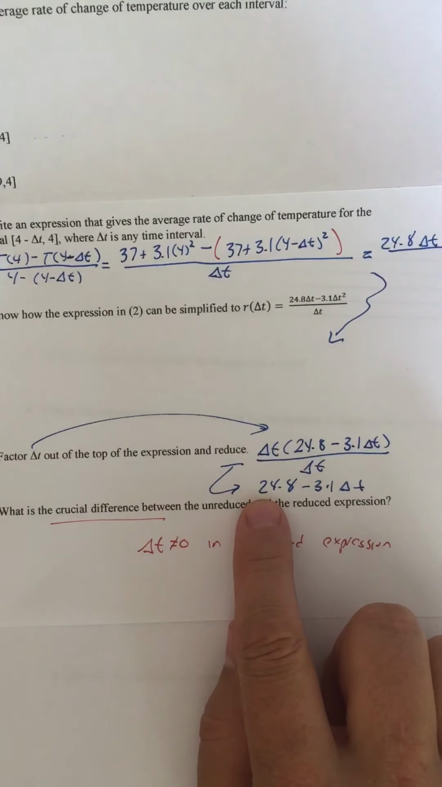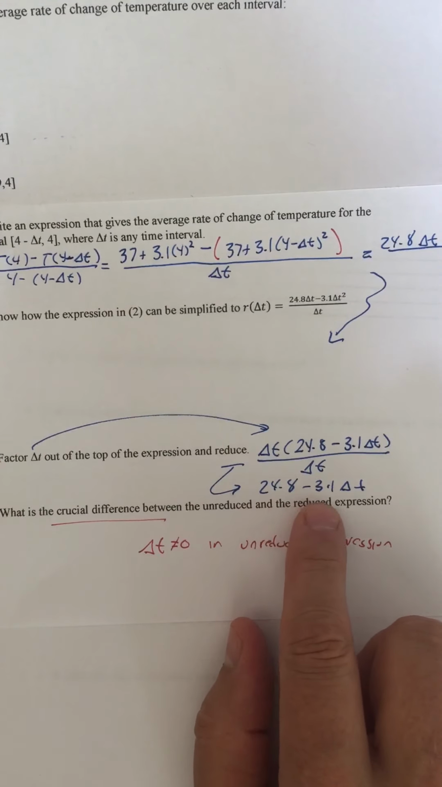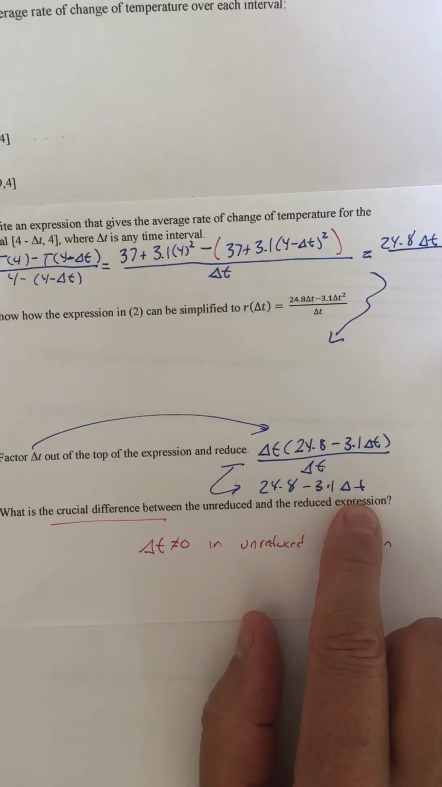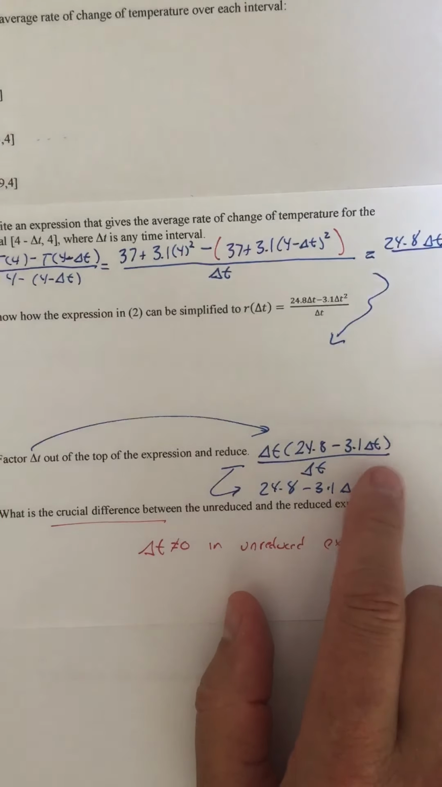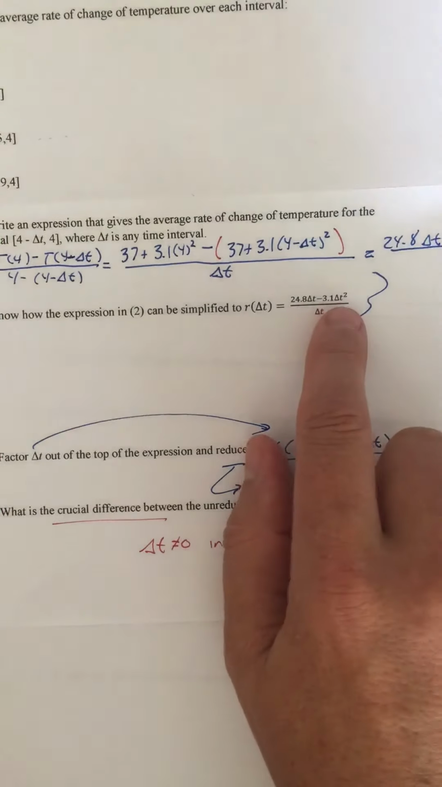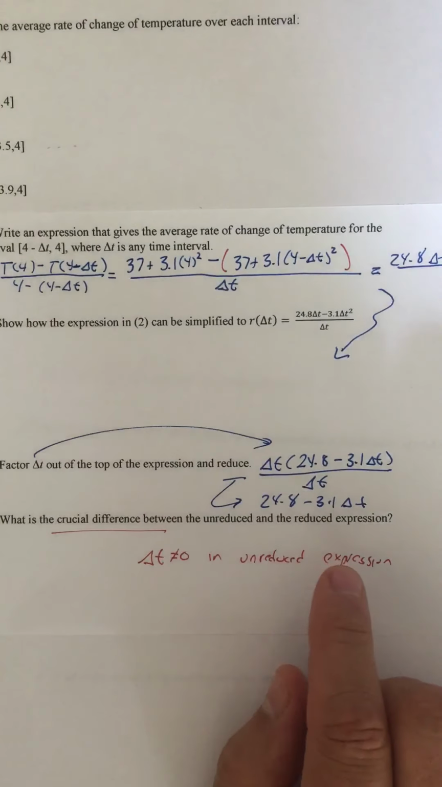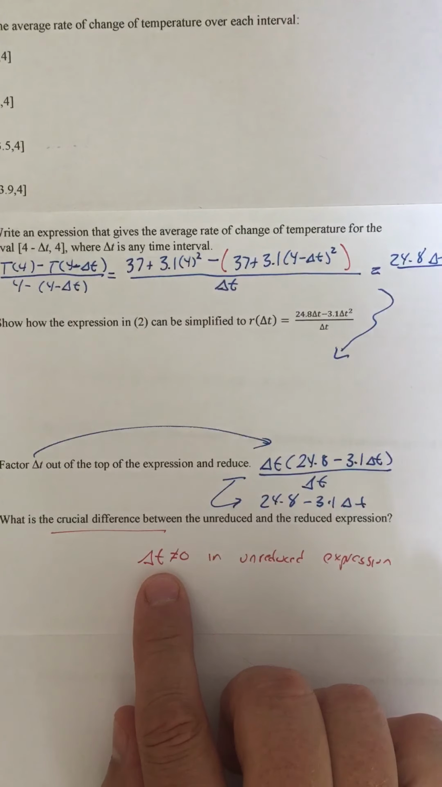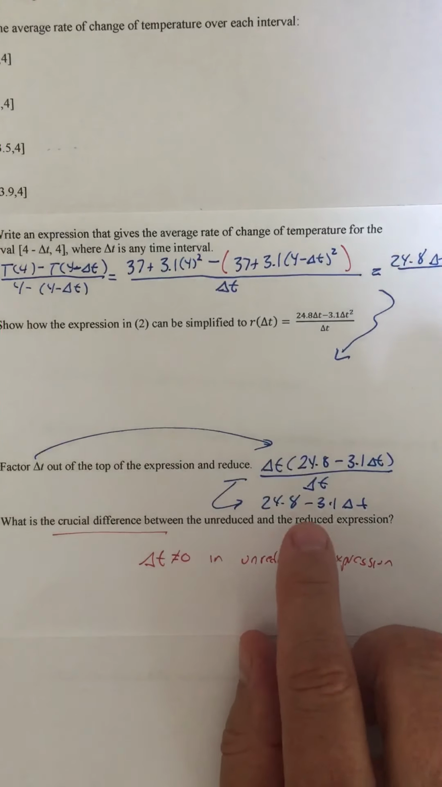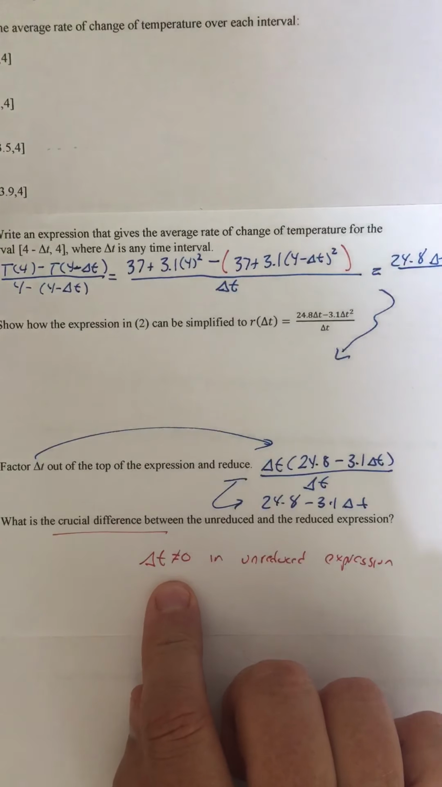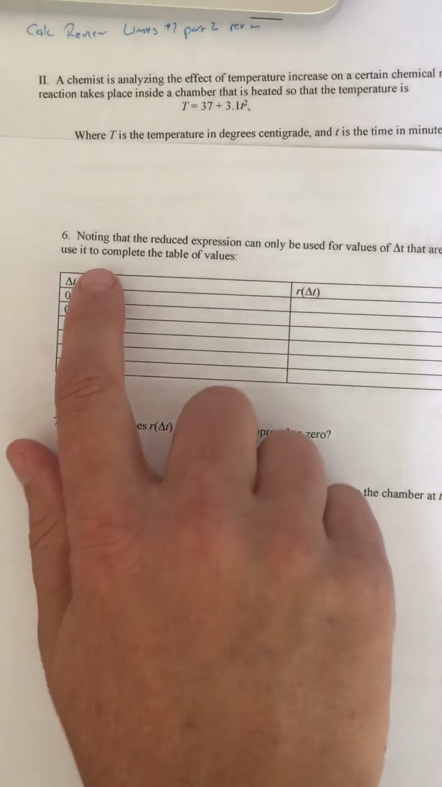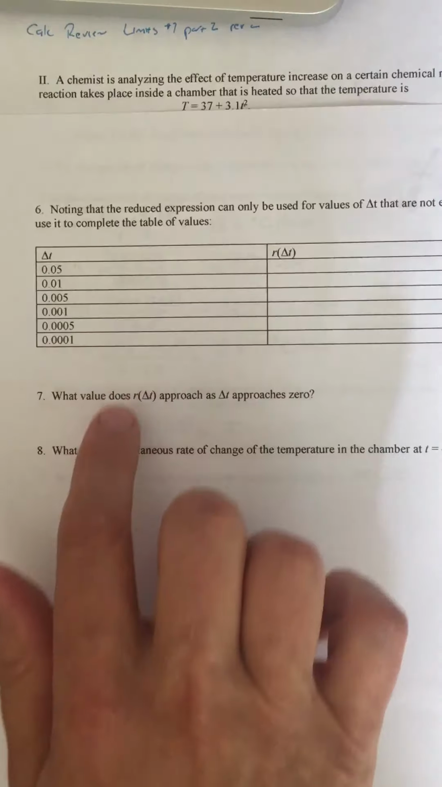Okay, so now that we've got this expression, 24.8 minus 3.1 delta t, notice that the squared has canceled out. Yeah, because we factored the squared that is here, we factored out to here and then canceled it. So remembering that we can't use delta t equals 0 in this expression, but we can use this expression if the delta t is not 0.